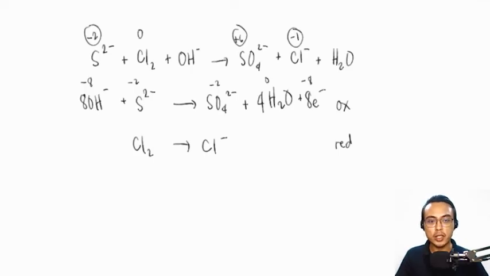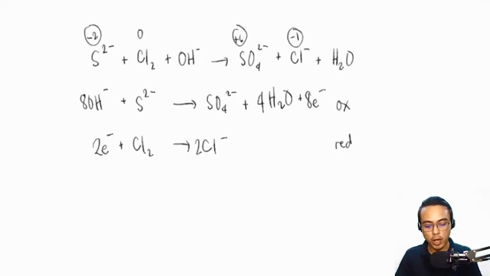Let's do the same for the second half reaction. For our reduction reaction, the balancing is simply you multiply Cl- with 2 to balance the number of chlorine atoms. And then to balance the charge, we simply add 2 electrons on the reactant side. Now, before we can add, we need to make sure that the number of electrons in the oxidation and reduction half reactions are the same. So seeing that we have 8 electrons in the oxidation and only 2 electrons in the reduction, it is fitting that we multiply our reduction reaction by 4 to ensure that we also have 8 electrons.